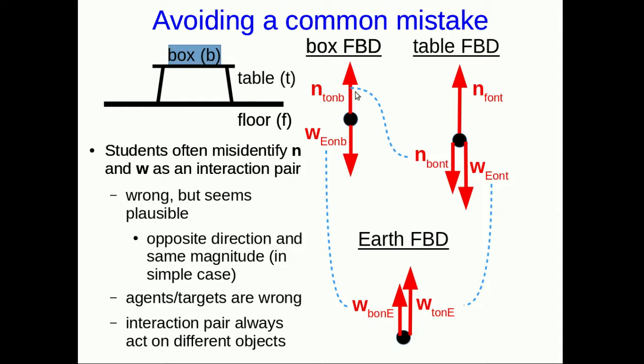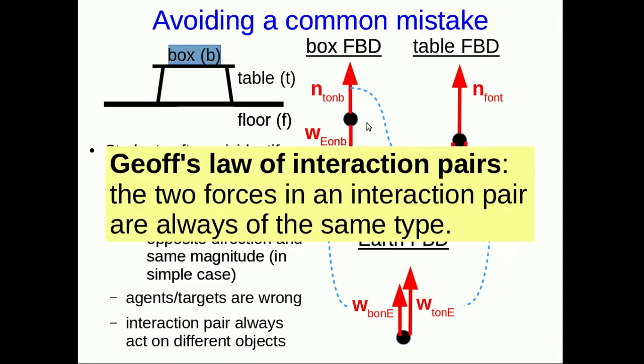Now, I've actually never seen this stated in a textbook. And although I'm sure I'm not the first person to ever realize this, I'm going to claim this as my law since I've never seen anybody write it down. Maybe it's one of these things that's just so obvious to practicing physicists that they never think to state it. So I'm going to call it Jeff's law of interaction pairs. The two forces in an interaction pair are always of the same type.